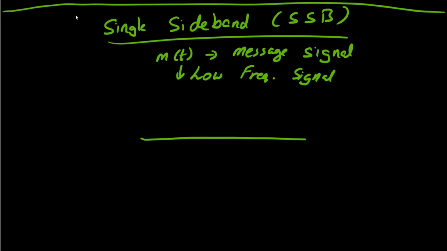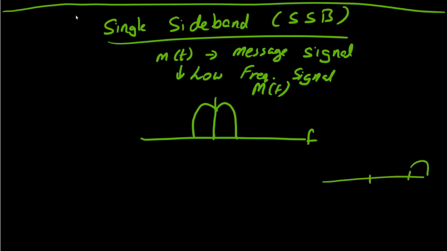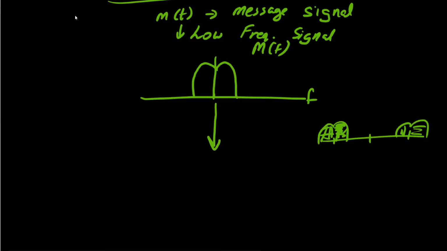And it has a spectrum of this shape. So this is our m of f. So if we modulate it by using double sideband suppressed carrier, in that case we would have this shape: upper sideband, lower sideband, upper sideband, lower sideband and upper sideband. But what if we can separate this into two blocks?